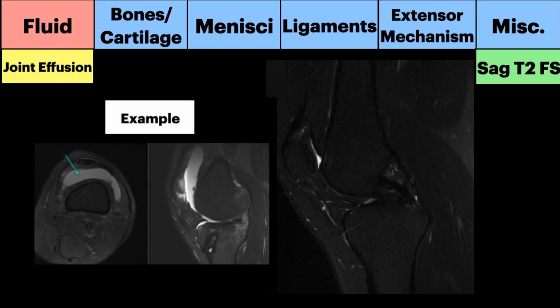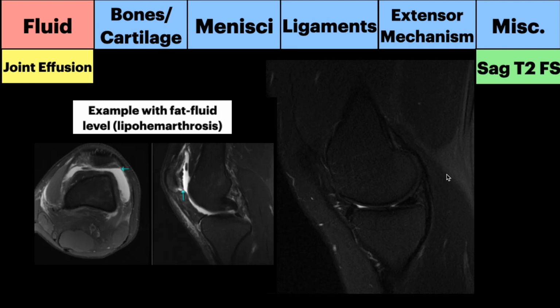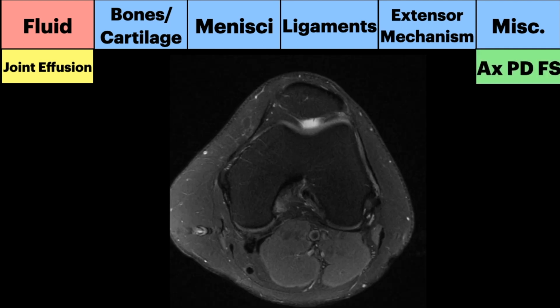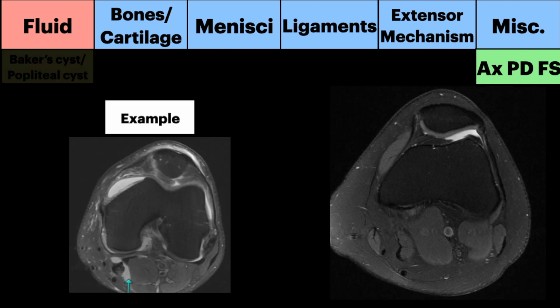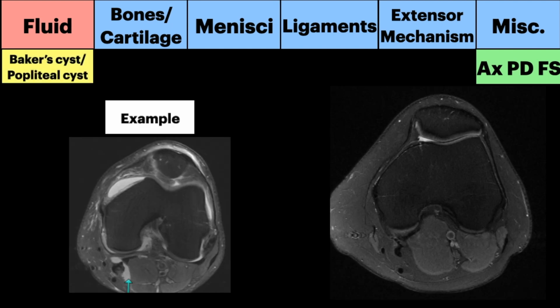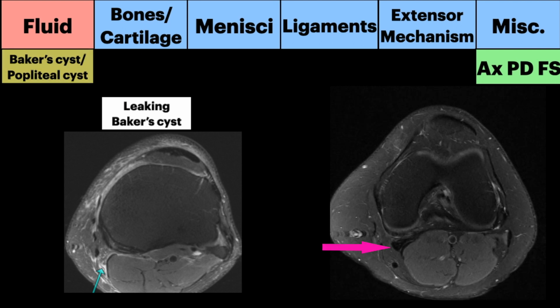For fluid, joint effusions are present between the suprapatellar and prefemoral fat pads. This is best seen on the sagittal view. Sometimes fluid can track down into the popliteal recess. A Baker's or popliteal cyst is located between the medial head of the gastrocnemius and the semimembranosus.